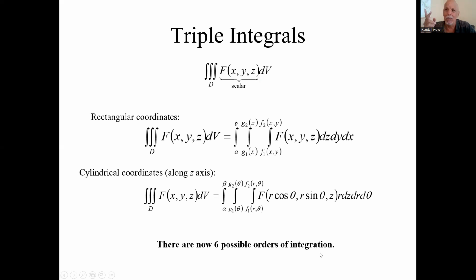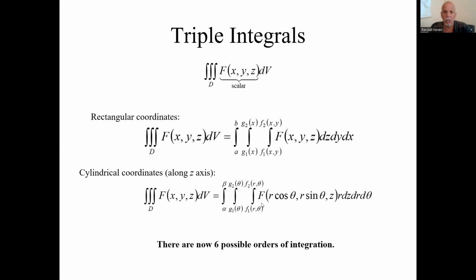With 2 variables, you only had a choice of 2 ways. Now it's 6. And that's kind of an extra confusion factor with triple integrals. Cylindrical coordinates are basically polar coordinates with the third dimension in the z direction. So x and y are r cosine theta and r sine theta, like before. And the dv becomes r dr d theta dz. Extra r, just like in polar coordinates. And again, any one of 6 orders of integration, depending on what's convenient for your problem.